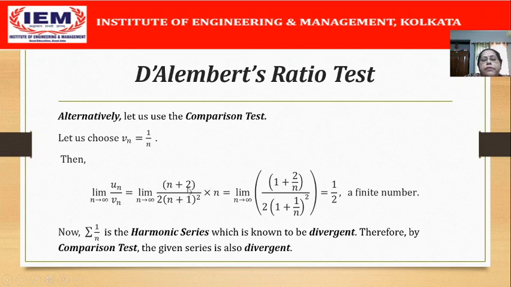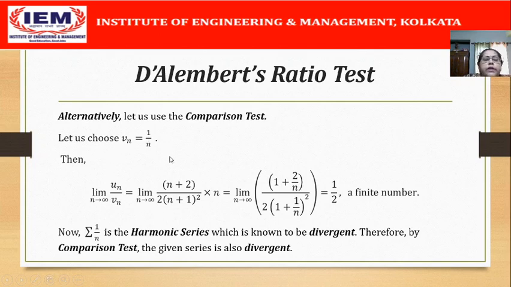And now again, if we take out n square from the numerator as well as from the denominator, we will get in the numerator 1 plus 2 by n and denominator 2 multiplied with 1 plus 1 by n whole square. So now as n tends to infinity, of course 2 by n goes to 0, 1 by n goes to 0. So the value of the limit is half, a finite number. So now we can use the comparison test to compare un and vn.